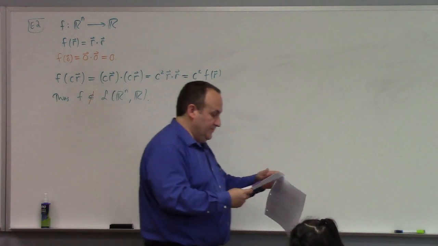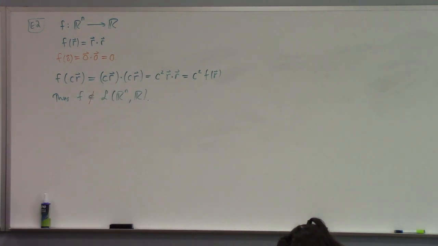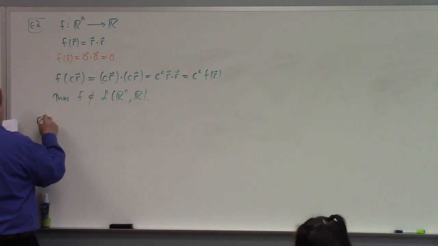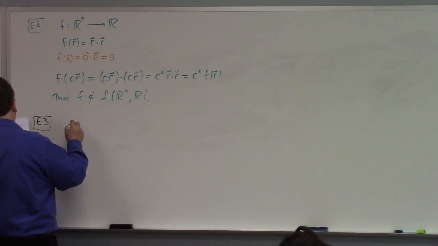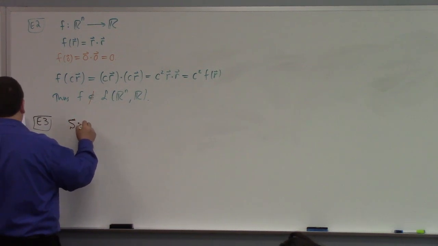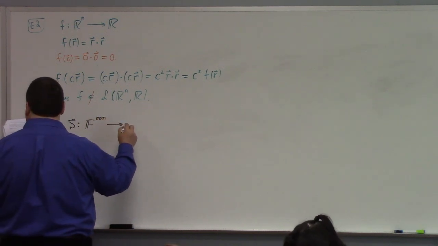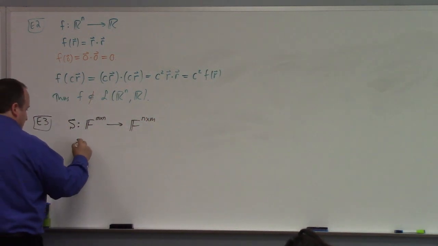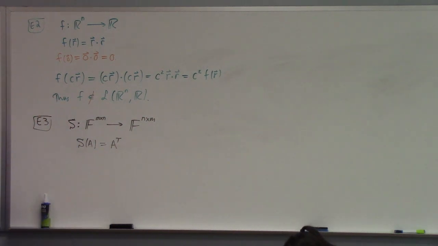Let's see here. Let me move on. All right, so let me start giving some positive examples. Example 3, how about this? We could look at, I'm going to use S rather than T here. S, a linear transformation from F m by n to F n by m, where we're just going to say S of A is equal to A transpose, right?